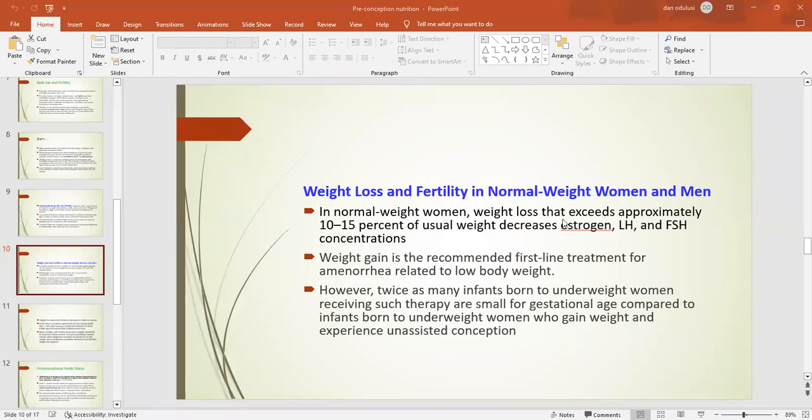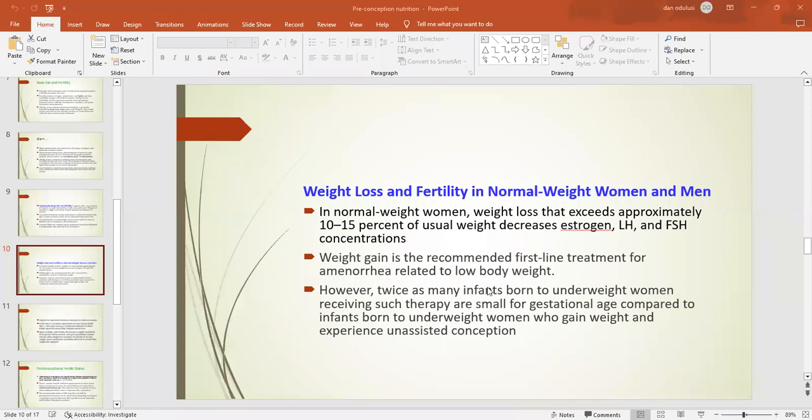In normal weight women, weight loss that exceeds approximately 10 to 15% of usual weight decreases estrogen, luteinizing hormone, and follicle stimulating hormone concentrations. These hormones, as we mentioned earlier, are very essential for the reproductive process, and they should always be within normal ranges. So when their concentrations decrease, it means reproductive functioning is affected. So when there's weight loss in a normal weight woman or man, there's a corresponding decrease in the amounts of these hormones present. So in such situations, weight gain is the recommended first-line treatment for amenorrhea related to low body weight.